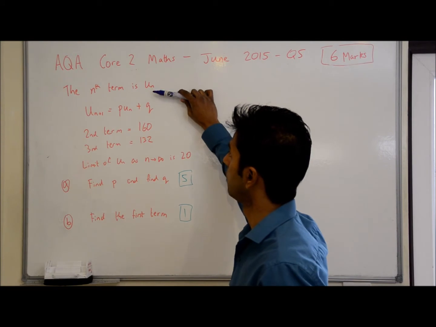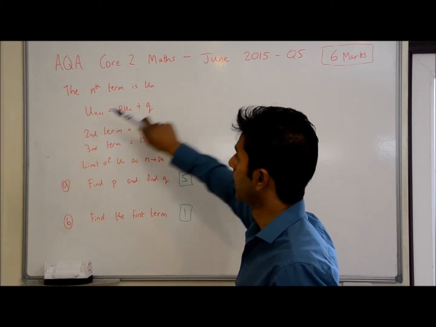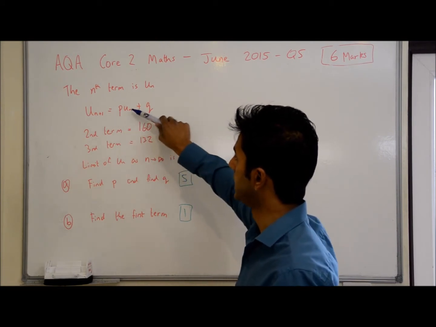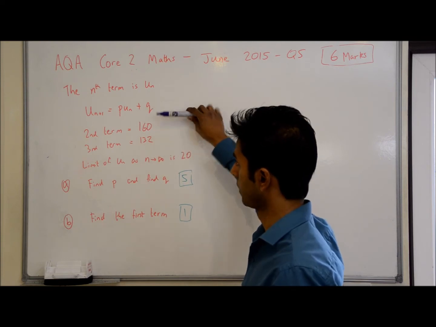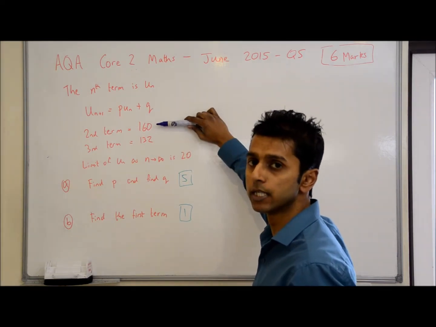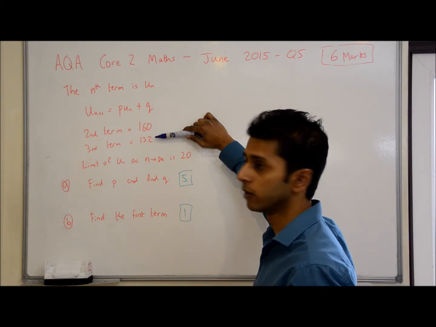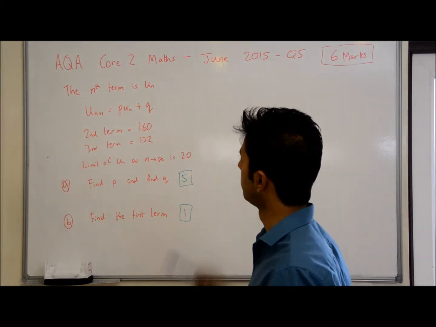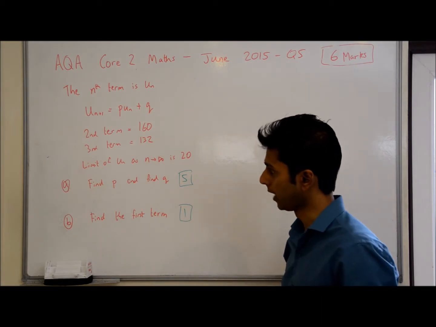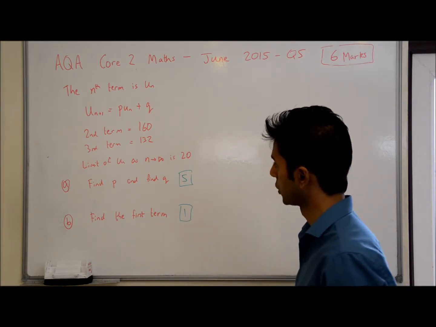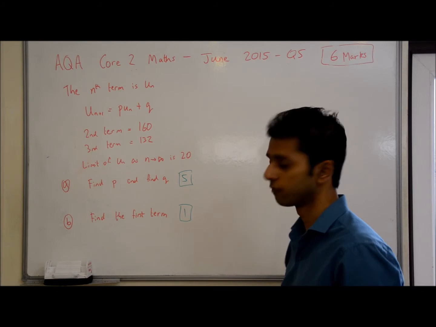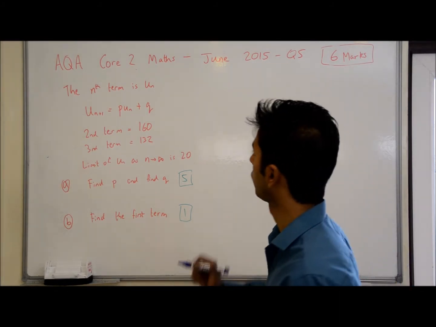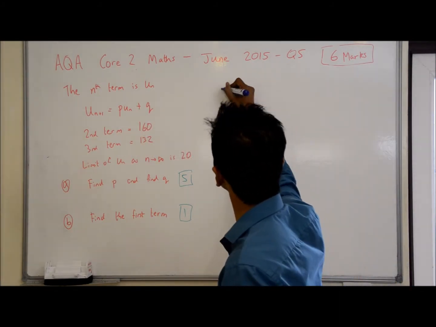It says the nth term of the sequence is called un. Un plus 1 is equal to p times un plus q. The second term is equal to 160. The third term is equal to 132. The limit of un as n tends to infinity is 20. Part A is asking you to find p and find q, and part B is asking you to find the first term. So first of all, let me write this.